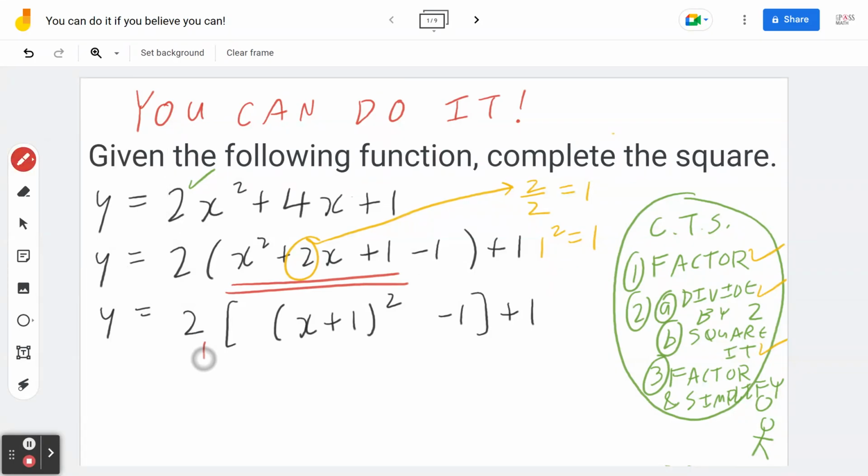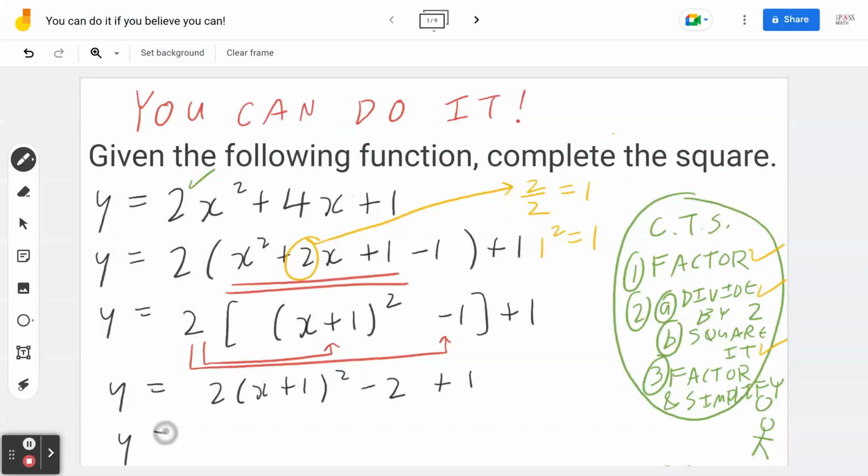Again, you need to expand this, draw the arrows, just like that. If you think about this carefully, 2 times x plus 1 quantity squared is the same. 2 times negative 1 is negative 2. Copy the plus 1. Here comes the second last step. y equals 2 times x plus 1 quantity squared. Negative 2 plus 1 is negative 1. There's the vertex form.